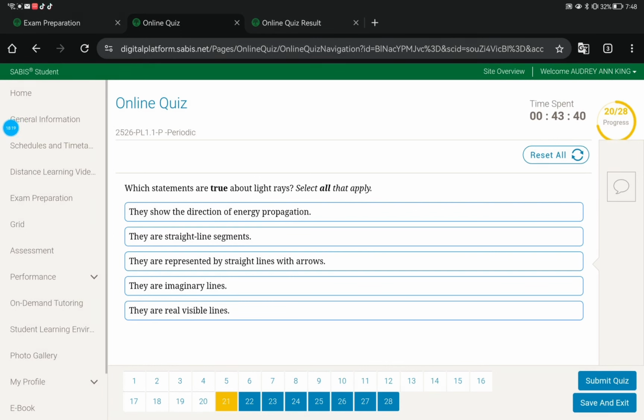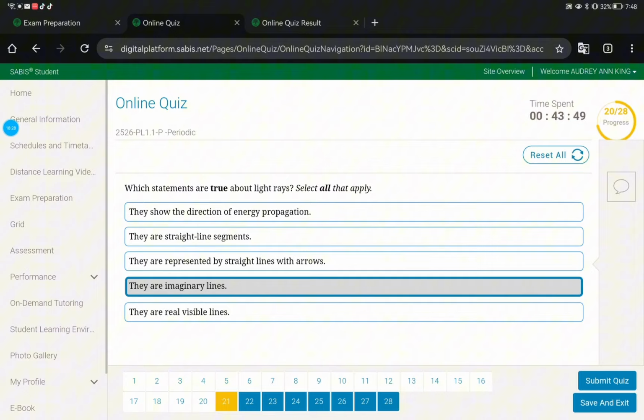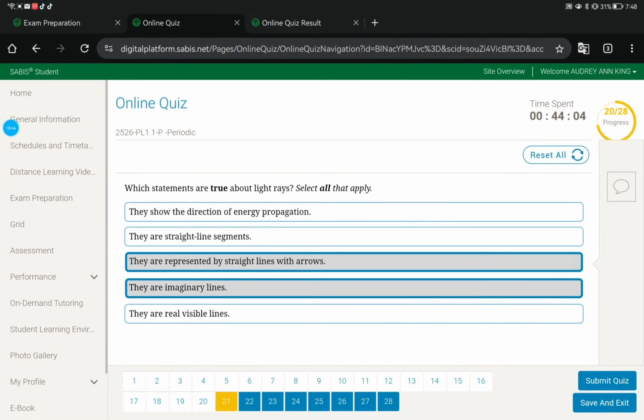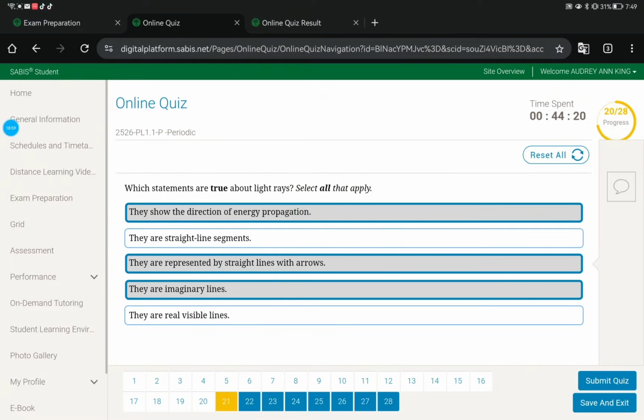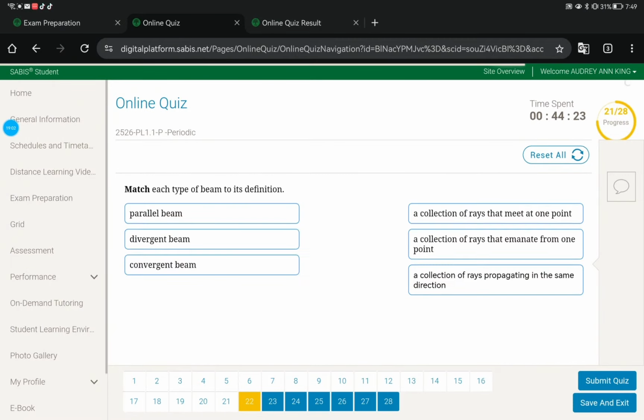Which statements are true about light rays? Okay, so light rays are actually not real. They're imaginary, because every single day when you look at any form of light, you don't actually see lines. Of course you don't. You're looking at light right now and there are no lines. But when they're represented, they are represented by straight lines with arrows. It's not straight line segments, because they're not segments. And this whole imaginary straight line with an arrow thing is just to show how the energy is moving, so the direction of energy propagation.